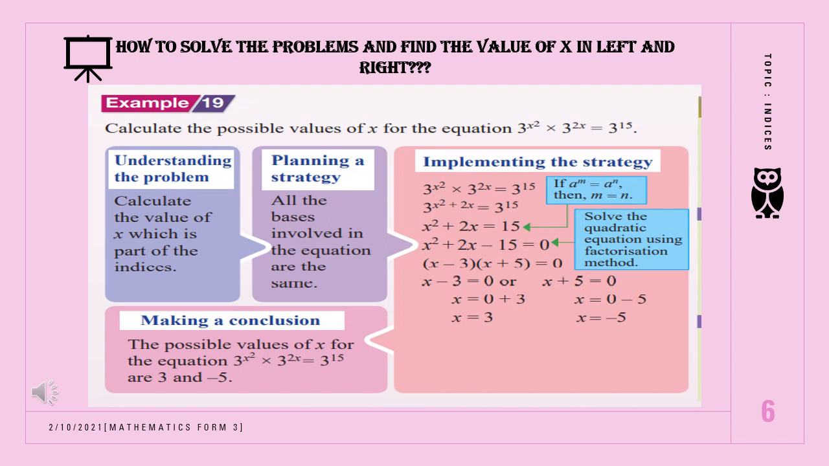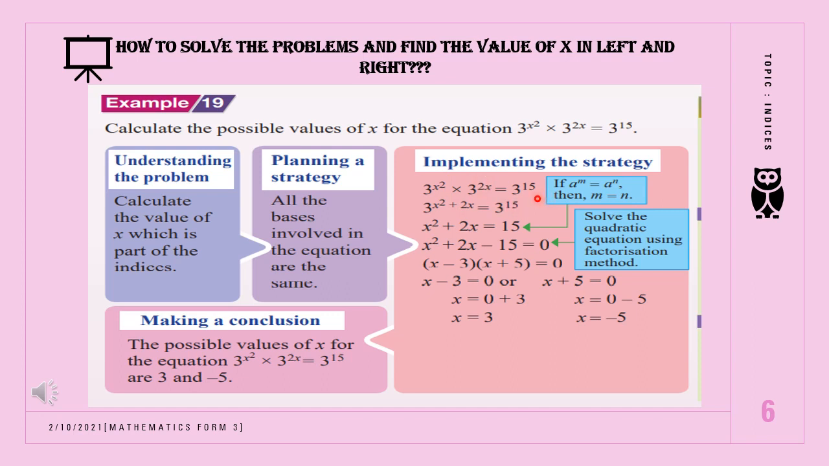We go through the next slide. This slide shows how to solve the problem and find the value of x, with the left and the right having an equation. Okay. You see the example. Calculate the possible value of x for the equation 3 power x power of 2 times 3 power 2x equal to 3 power of 15. Number 1, understanding the problem.